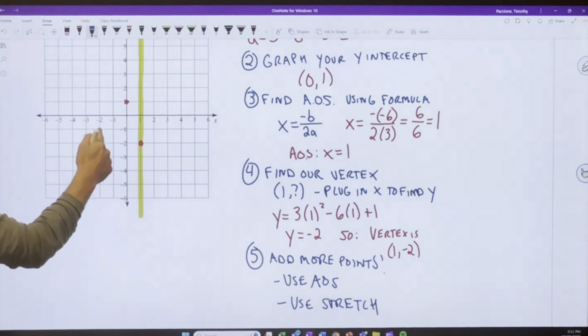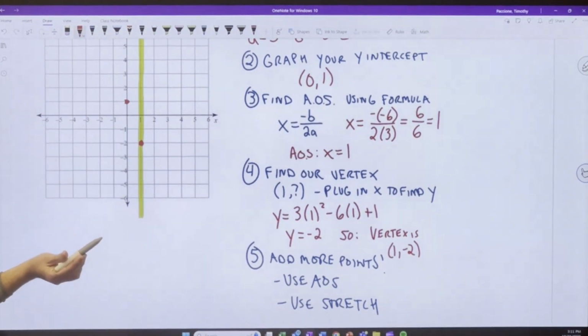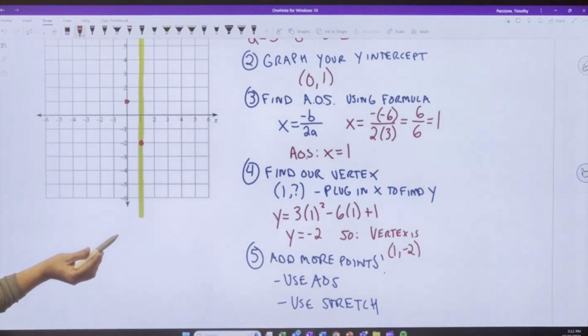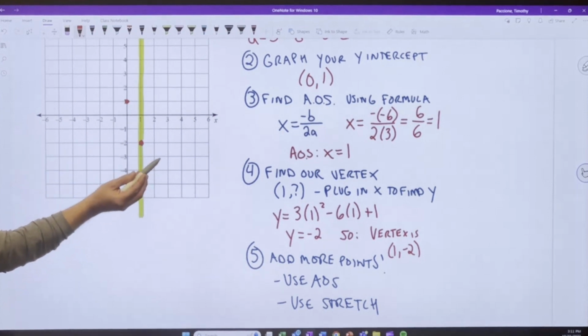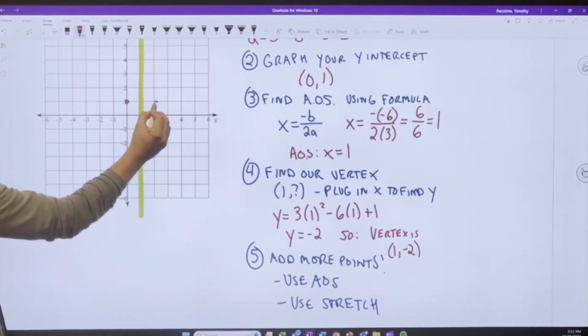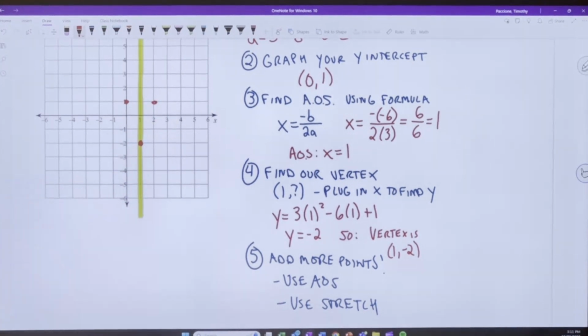What do I mean by use the axis of symmetry to help? How could I add a point because I know how the axis of symmetry works? If you find a point on one side, you can just flip it. Yeah, if there's a point on one side, there's a point on the other side. Do you see anything I could add? Yeah, you can add a point right here because there was a point there, so you know there's one on the other side. How could I have used my stretch to find points?